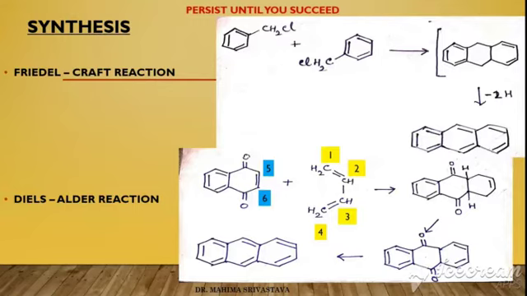Moving ahead, in the second step, in the presence of chromium trioxide and acetic acid, 9,10-anthraquinone is obtained, which changes into anthracene in the presence of zinc.